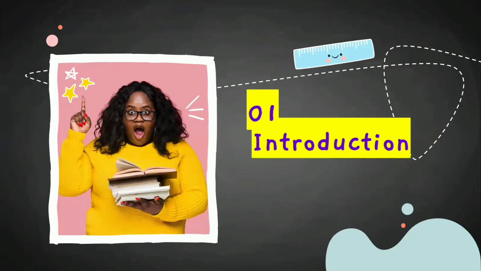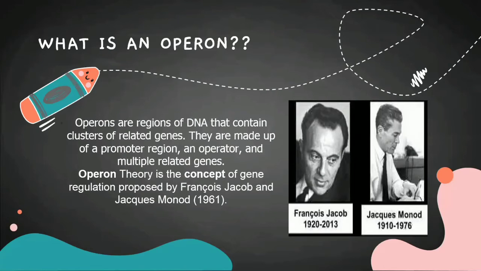So coming to the first thing, introduction. What is an operon? Operons are regions of DNA that contain a cluster of related genes, which are made up of the operator, promoter, and multiple genes present all together. The operon theory is the concept of gene regulation, which was first proposed by Francois Jacob and Jacques Monod. These are the gentlemen who proposed this theory in the year 1961.